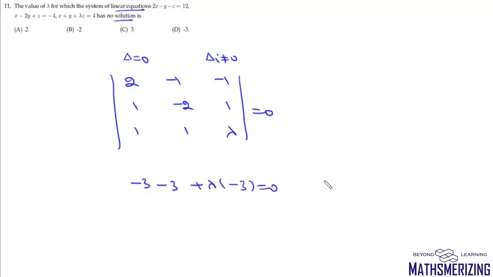So we'll get 2, minus 1, minus 1, 1, minus 2, 1, and then 1, 1 and lambda, and it should be 0. Now we'll expand it about this third row, then we can write minus 3 and then minus 3 plus lambda into minus 3 equals 0. We'll get 3 lambda equals minus 6, that is the value of lambda is minus 2. So the value of lambda should be minus 2. So we have already got the value of lambda, and if we want, we can show that any one of delta 1, delta 2, delta 3 will be non-zero.